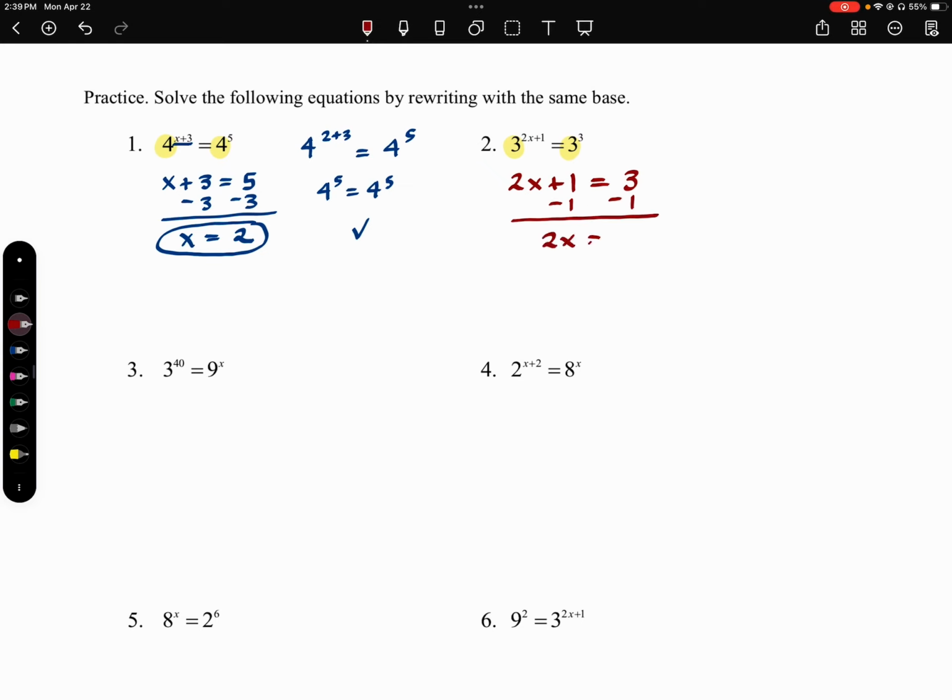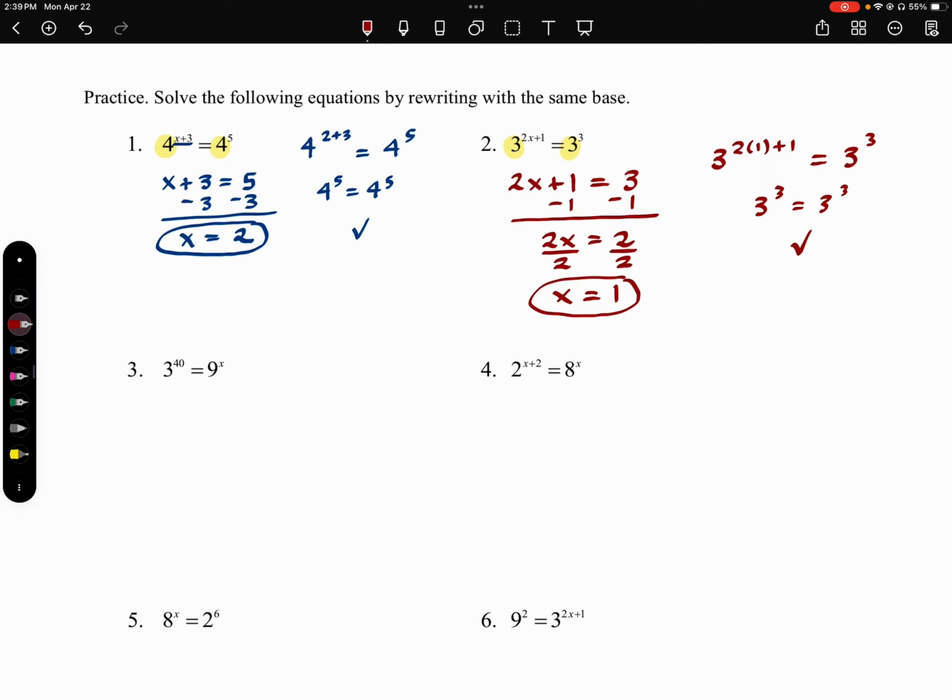We've got 2x is equal to 2, and when I divide each side by 2, x is going to equal 1. So let's take that and check it. Let's plug it in. We have 3 to the power of 2 times 1 plus 1, and that should equal 3 to the 3rd. So 2 times 1 plus 1 is going to give us 3. We end up with 3 to the 3rd equals 3 to the 3rd, and we don't even need to go any further because you can tell that that is correct already.